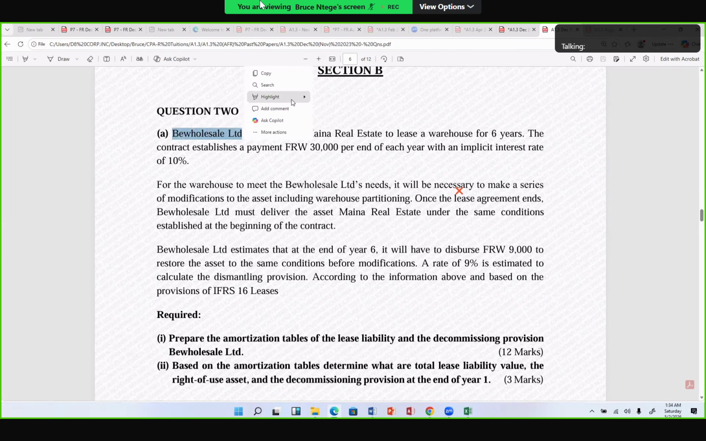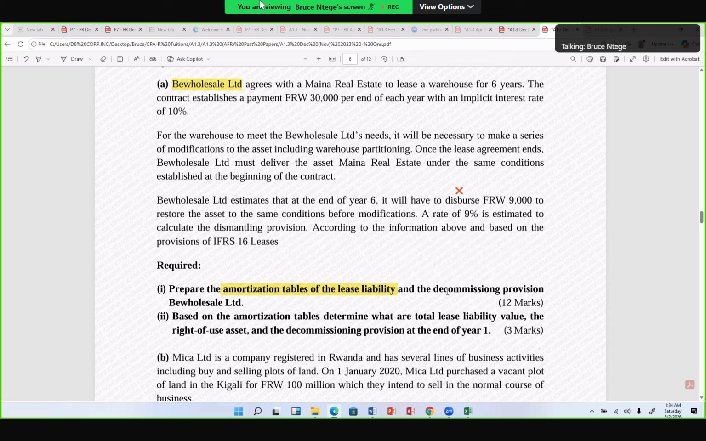Part A has 2 items. One is prepare the amortization tables for the lease liability and also the amortization tables for the decommissioning provision. So the decommissioning provision is where IAS 37 comes in. Remember yesterday I told you, where I come across a question that has IAS 37, I'll bring it in then.